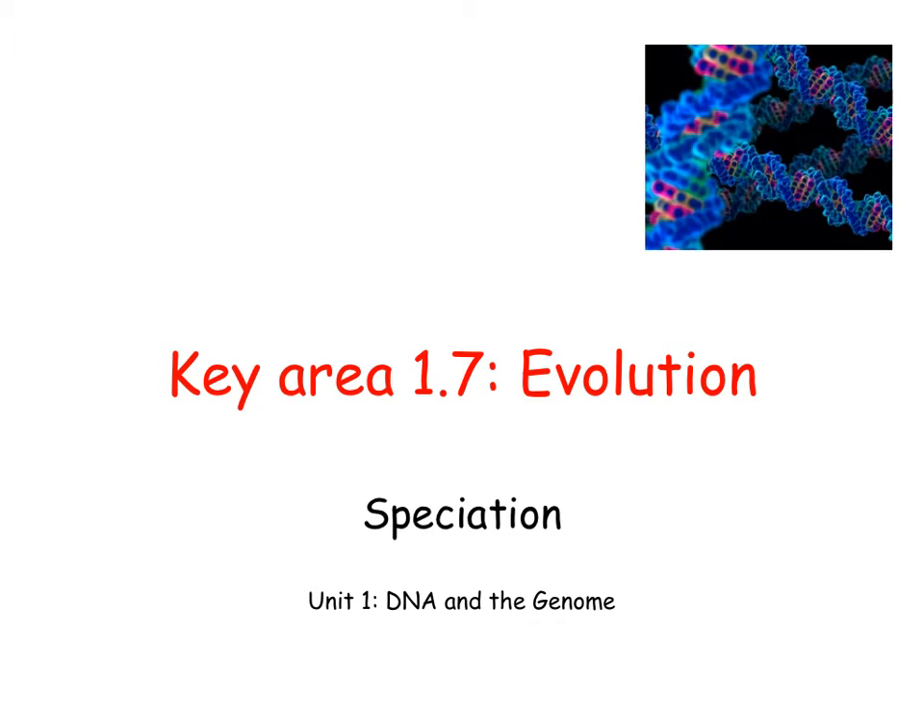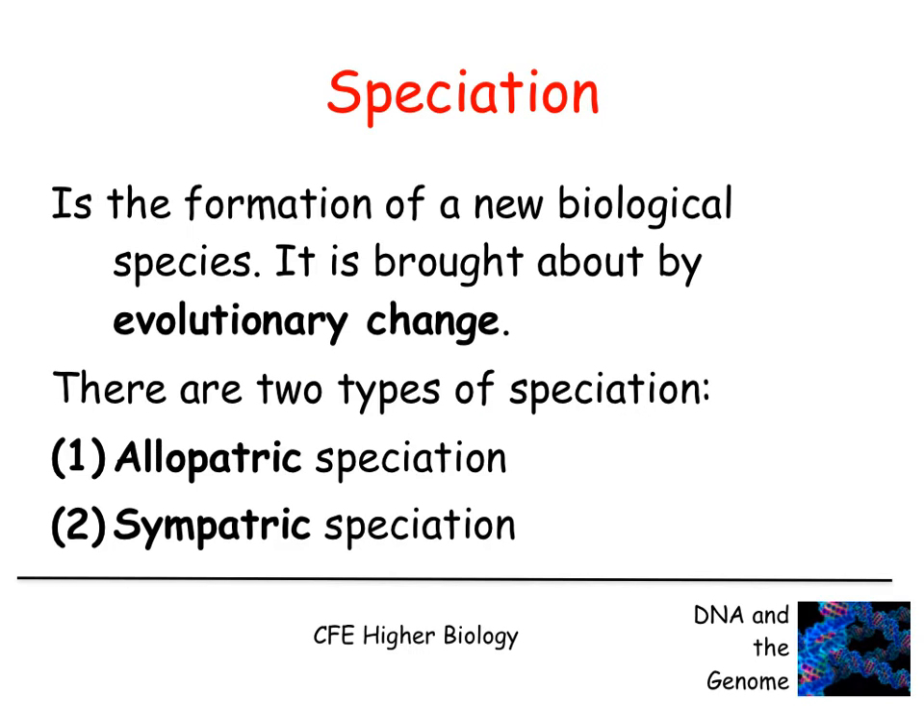You'll be glad to know this is the last video in Key Area 17 looking at something called speciation. It's quite a long key area, and we've covered quite a lot, but moving on to have a look at what it is. Well, it's the formation of a new biological species, brought about by evolutionary change. We're going to have a look at two types of speciation: one is called allopatric speciation, and the other is called sympatric speciation.